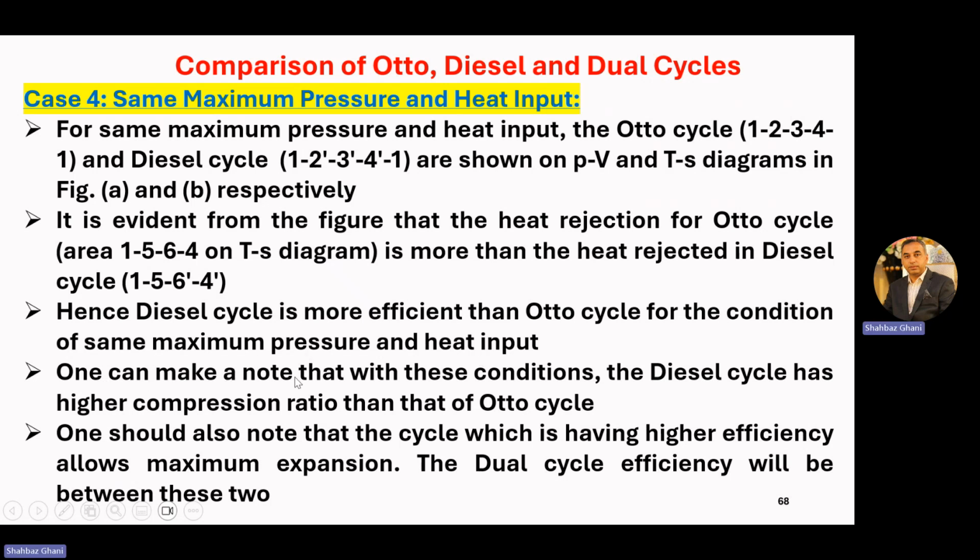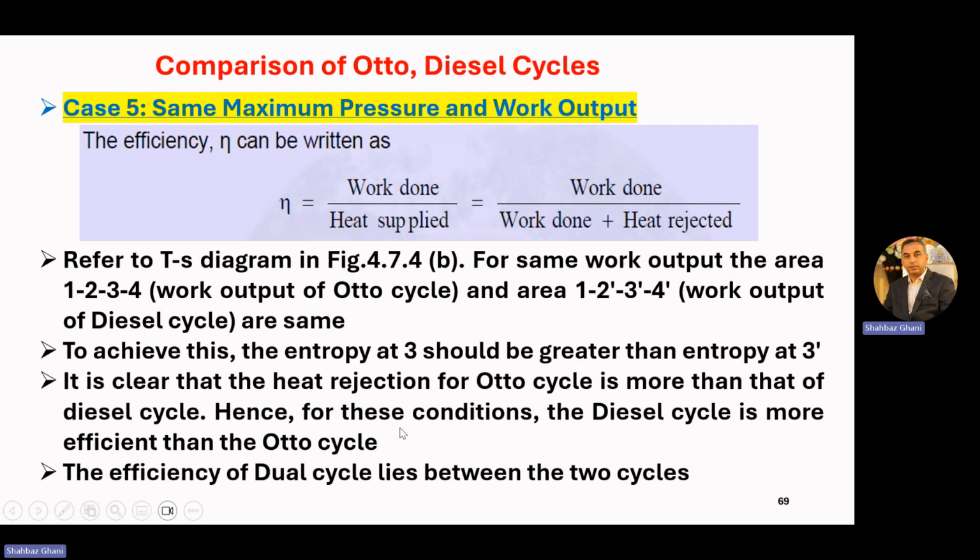One can make a note that with these conditions, the diesel cycle has a higher compression ratio than that of the Otto cycle. One should also note that the cycle which has higher efficiency allows maximum expansion. So the dual cycle efficiency lies in between these two. Now the last case, same maximum pressure and work output.